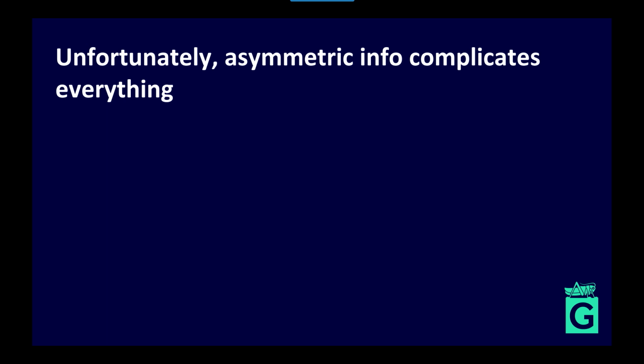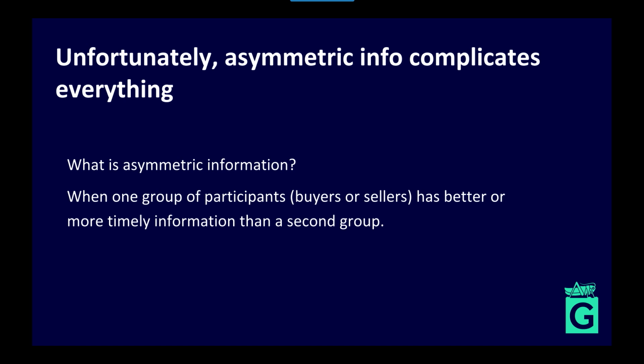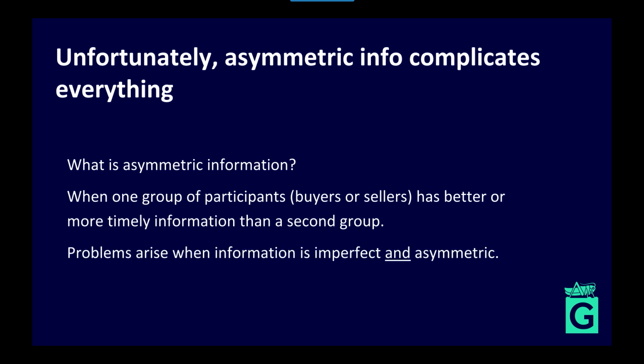Unfortunately, asymmetric information complicates everything. What does it do, for example? The key point here is one group of people, either the buyer or the seller, has more information than the person on the other side. Okay? So that's the area of asymmetric information. And problems arise when you don't know enough and you know less than the other person.